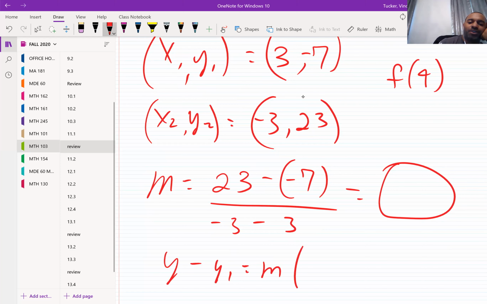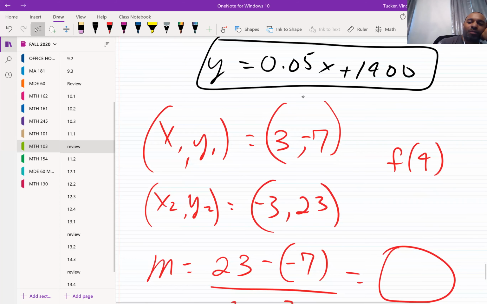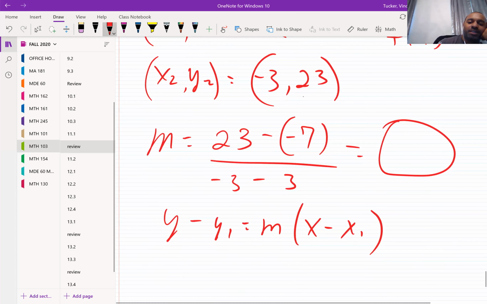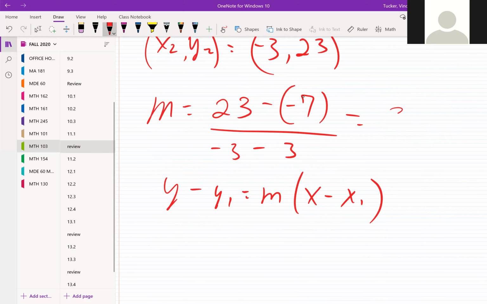So you would do that, find your slope, and then use this formula to find your equation, just like we did this one. And then you just take 4 and plug it into the equation that you find to figure out what y is. And I did that, but I don't know why it did not work. What did you end up getting for your slope?